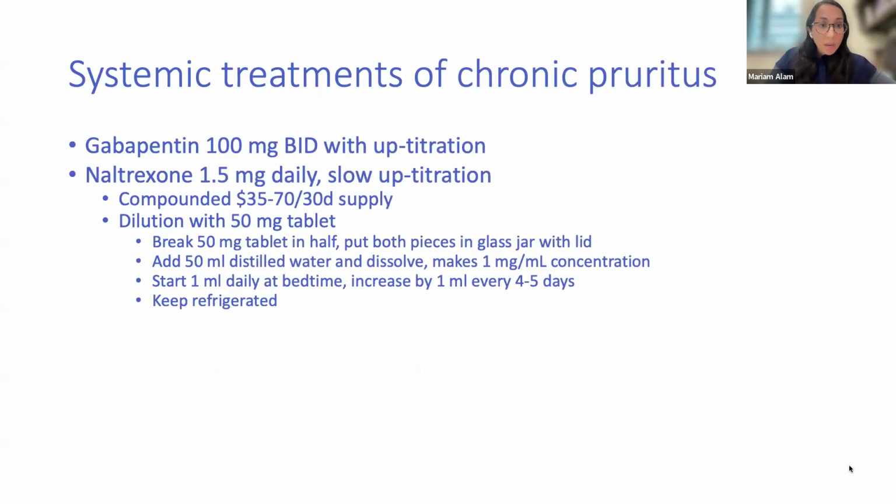And then we do have systemic options too. These are the two that I use in the geriatric population. So gabapentin, which you're all familiar with. The literature in chronic pruritus has us starting at pretty low doses, like 100 milligrams twice a day. So I'll sometimes start with that.